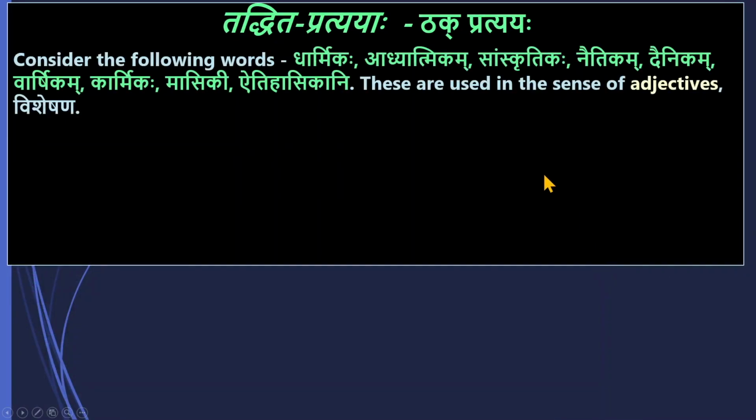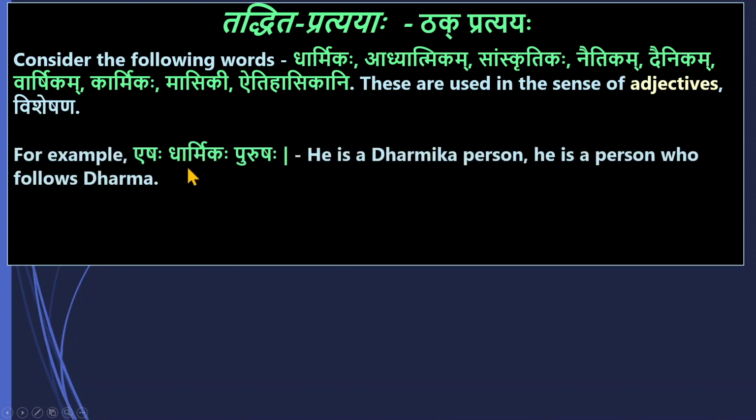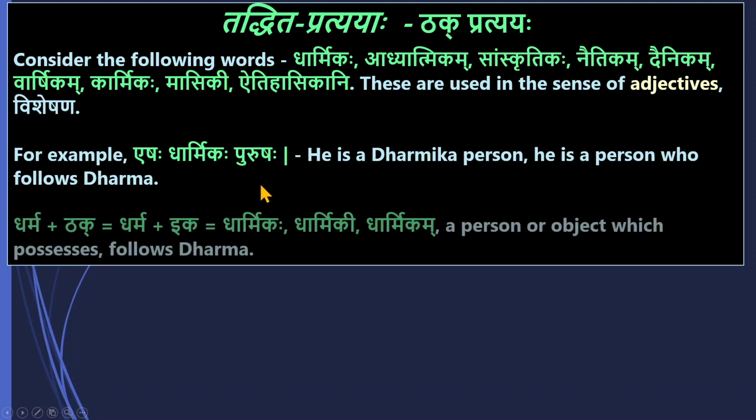Now we come to the last pratyaya which we have to see, the thak pratyaya. Consider the following words: dharmikaha, adhyatmikam, samskritikaha, naitikam, dainikam, varshikam, karmikaha, masiki, aitihasikani, etc. These are used in the sense of adjectives, visheshana. For example, eshaha dharmikaha purushaha. He is a dharmika person. He is a person who follows dharma.